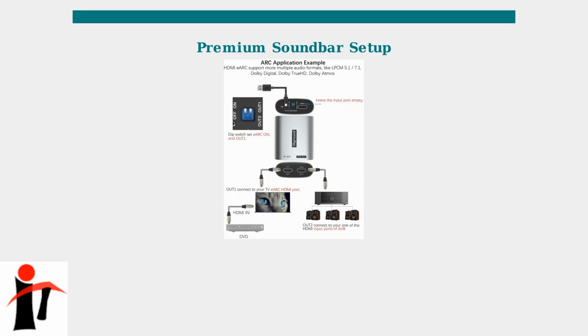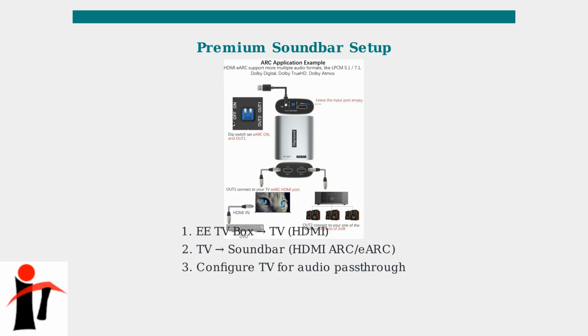The optimal setup involves connecting your EE box directly to the television, then using the TV's HDMI ARC or eARC port for soundbar connectivity. This configuration allows the television to act as the audio hub, routing sound from the EE box to your premium soundbar while maintaining unified volume control through a single remote.